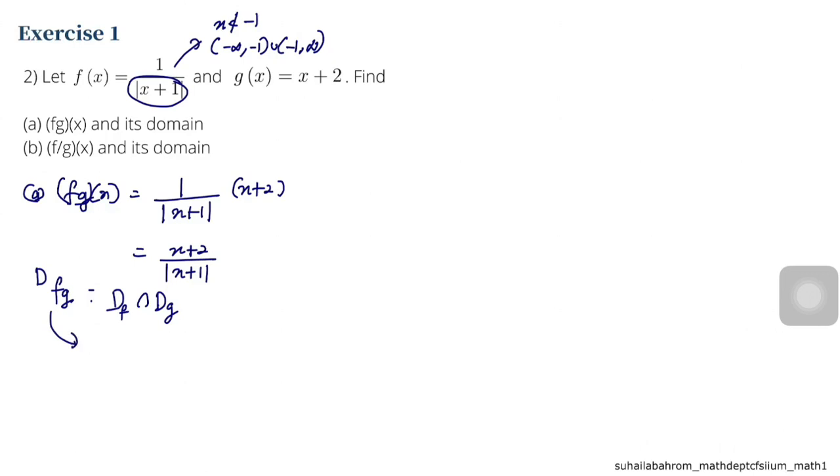Therefore, the domain for the product between these two functions is negative infinity until negative 1 union negative 1 until infinity. Why? Because the domain for the function g is all real numbers, negative infinity until infinity. So we intersect these two domains. Therefore, you will just get negative infinity until negative 1, and negative 1 until infinity. Now, let's look at part B.